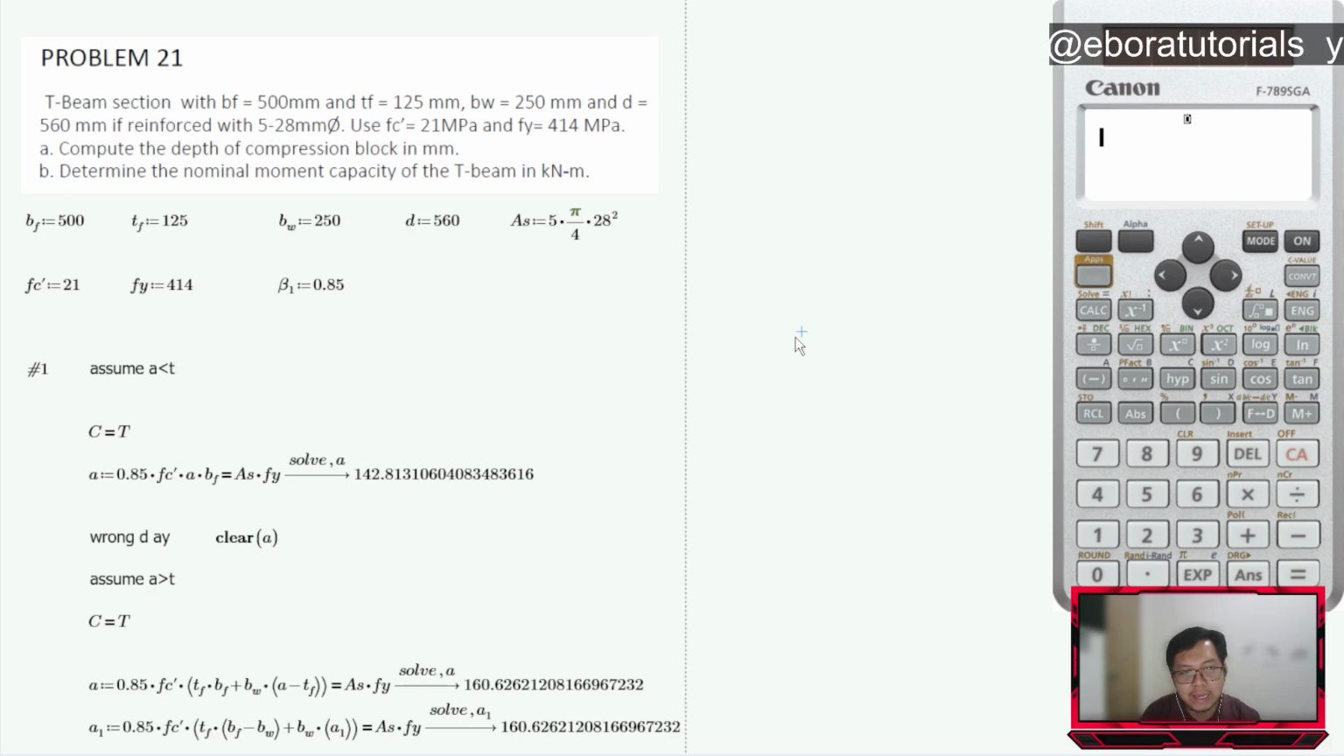But anyway, problem 21 is a T-beam section with BF. The succeeding 5 or 10 problems are also about T-beams. I made an Excel file for this, which you can access. The Excel file is available in the files tab of our tutorial group, so feel free to look at it. So, this is the Excel file.